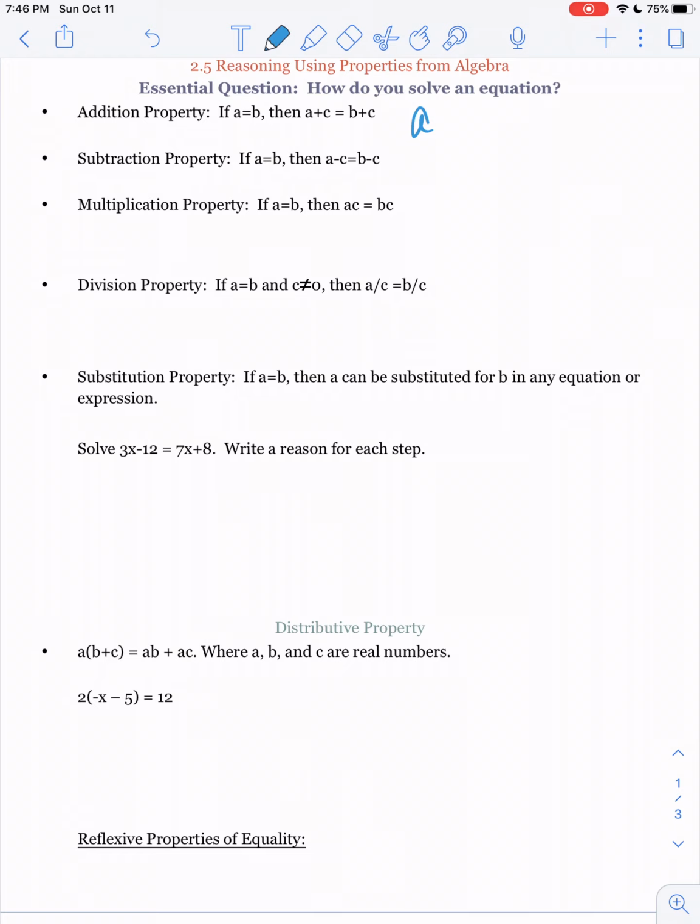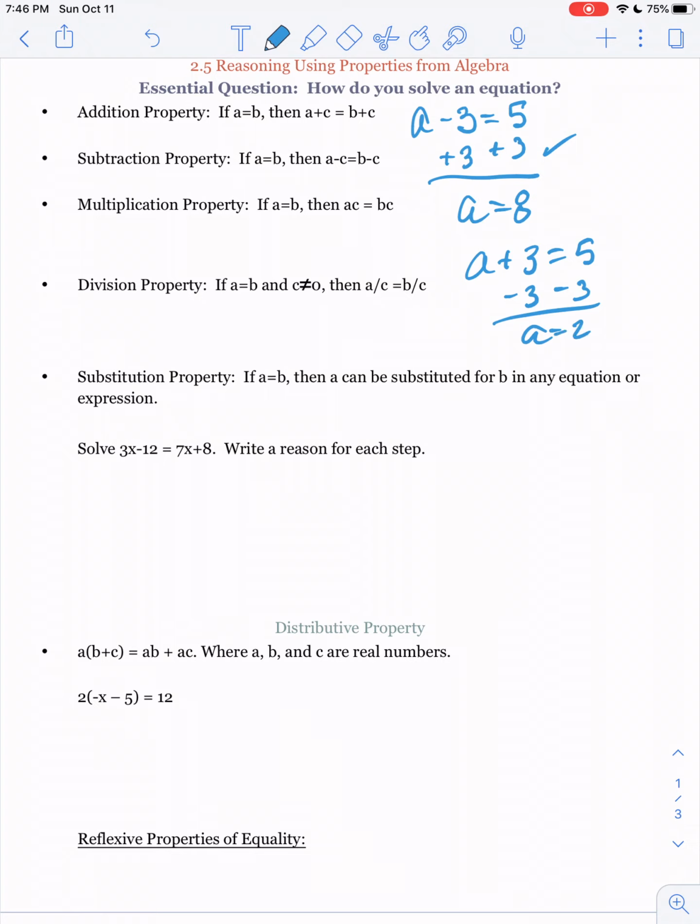So maybe you had a minus 3 equals 5, and you know that you would add 3 to both sides and you get a equals 8. What we did there is called the addition property of equality. We added something to both sides of a balanced equation and it's still balanced. Same thing with subtraction. Maybe if we had a plus 3 equals 5, we would subtract 3 from each side. That's called the subtraction property of equality.